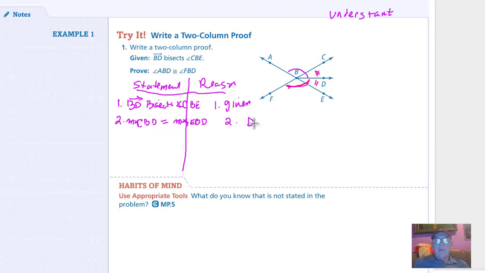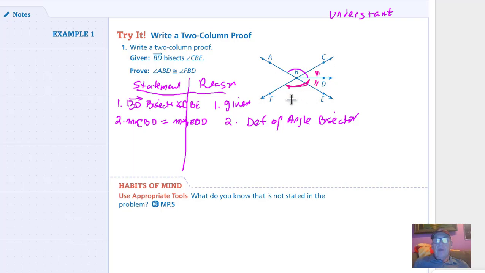And this would be the definition of angle bisector. An angle bisector makes two equal angles out of one. Okay, so if the measures of these two are equal to each other, let's see what we got now.